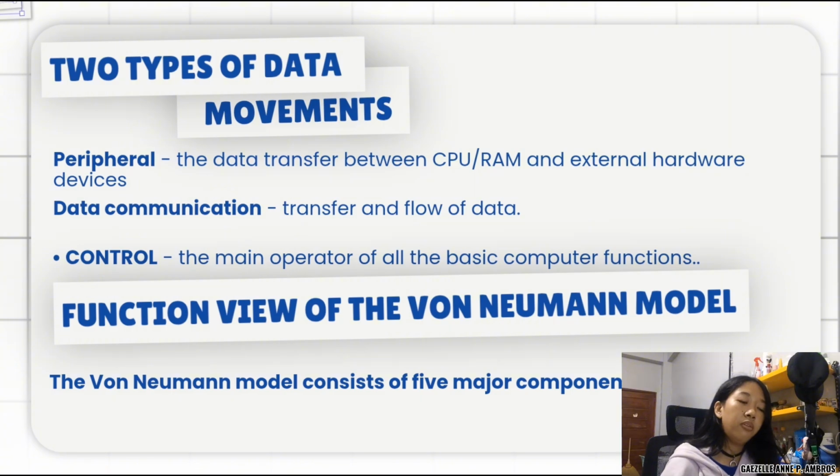And under data movement, we have two types, which are the peripheral and data communication. With peripheral referring to the data transfer between CPU or RAM and external hardware devices such as the USB, HDD, memory disk, etc. And we, of course, also have data communication, which is the transfer and flow of data from one place to another.